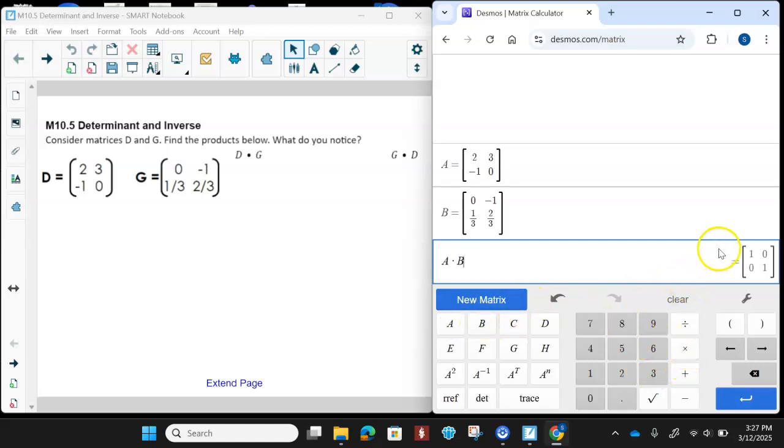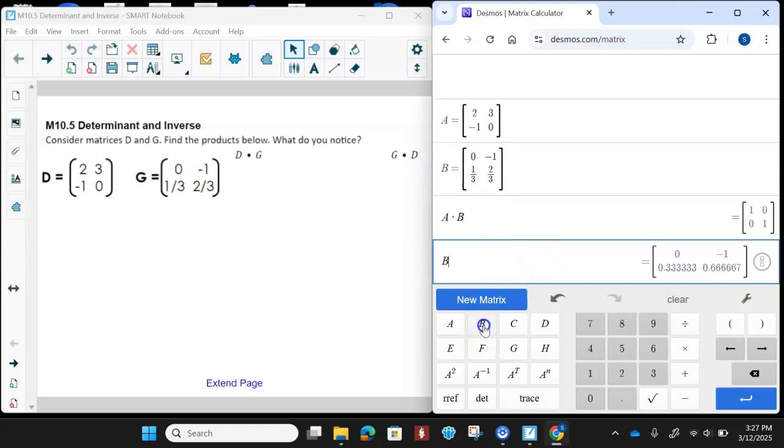Well, notice we've got this 1, 0, 0, 1 situation here, right? Now let's flip it. B times A. Oh, what do you notice? This whole concept of this 1, 0, 0, 1. What this means is when you have two matrices being multiplied together and you end up with this, the two matrices are what are called inverses of each other. So A is the inverse of B, and B is the inverse of A.